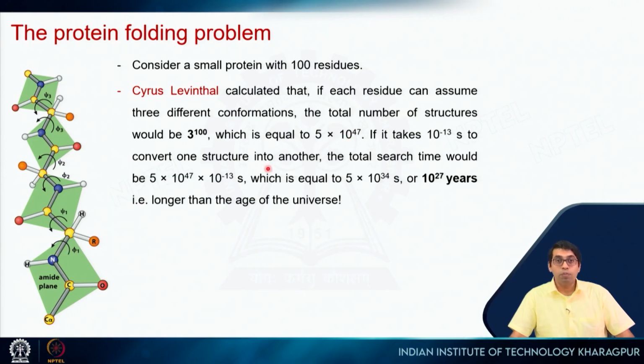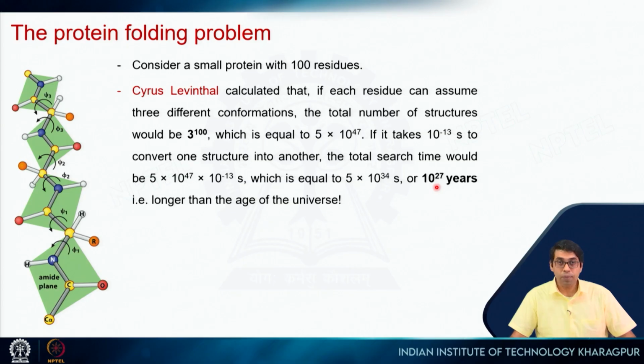Okay. Now, from experiments we know that going from one torsion angle to another takes roughly 10 to the power minus 13 seconds. This is very, very fast. Okay. So, let us say the protein samples all these conformations and it takes this time to go from one conformation to another, the total time taken will be this multiplied by this, which equals 10 to the power 34 seconds or 10 to the power 27 years, which is actually longer than the age of the universe.